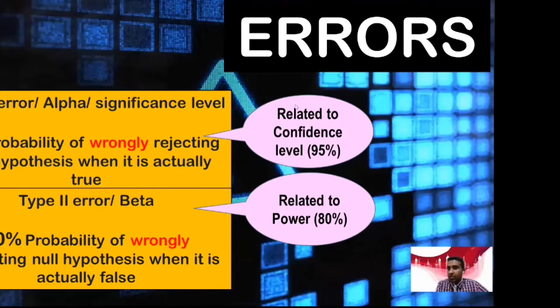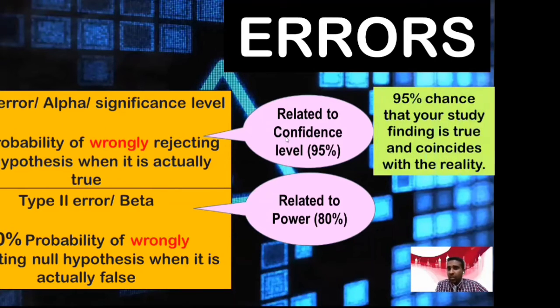It is related to the 95% confidence interval. If you are going to allow 5% error, it means you are going to be 95% sure. What does this confidence level indicate? A 95% chance that your study finding is true and coincides with the reality. Otherwise, I can say, if you do an experiment 100 times, 95 times you will be right, and 5% there are chances that you may be wrong. So this is the 95% confidence level.